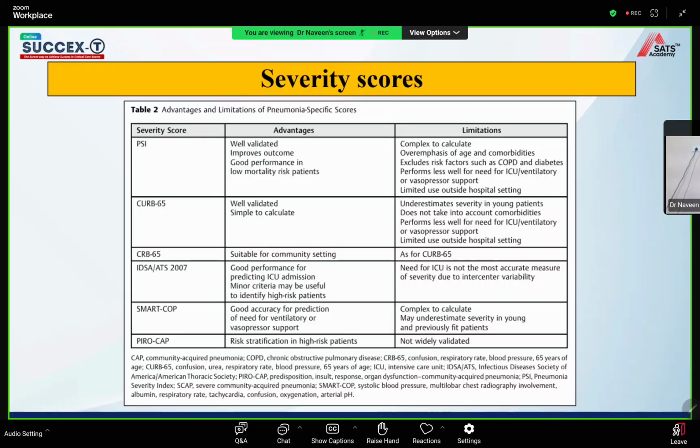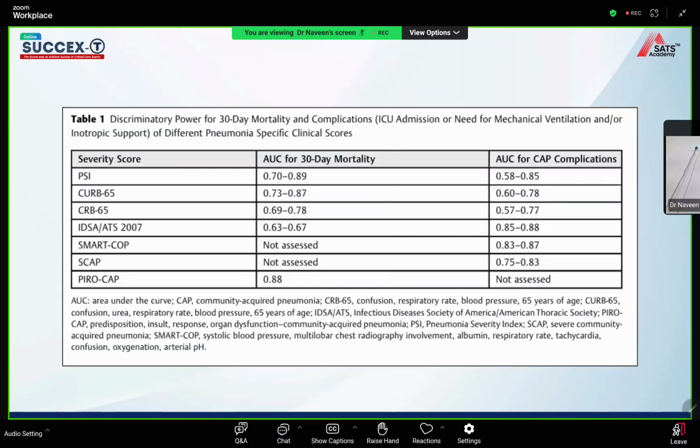These two scores are well validated in stratifying which patient needs an ICU, whereas the pneumonia severity index as well as the CURB-65 score are better at stratifying the severity of the pneumonia per se. And in this, if you see the area under the curve for 30-day mortality as well as CAP complication, you can see both IDSA/ATS as well as SMART-COP performing well, where the AUC is nearly 0.85 to 0.88.